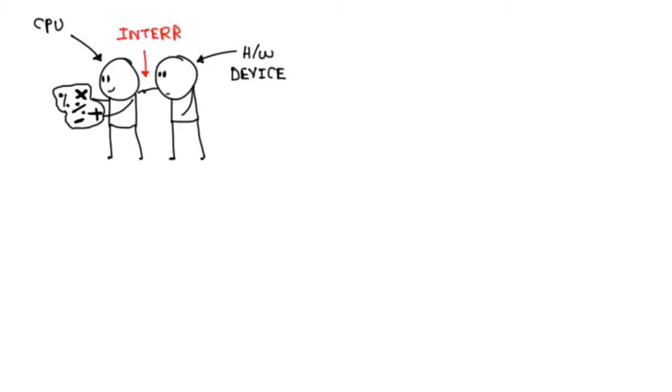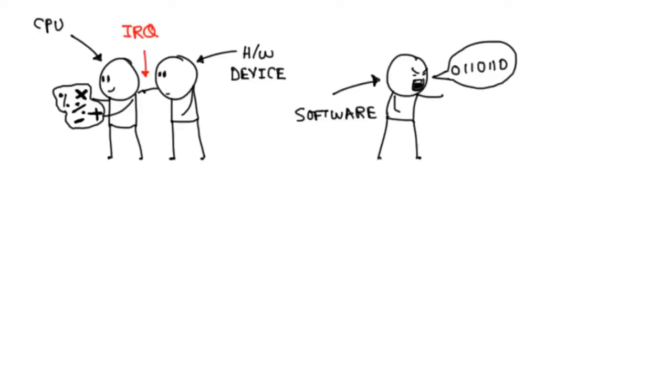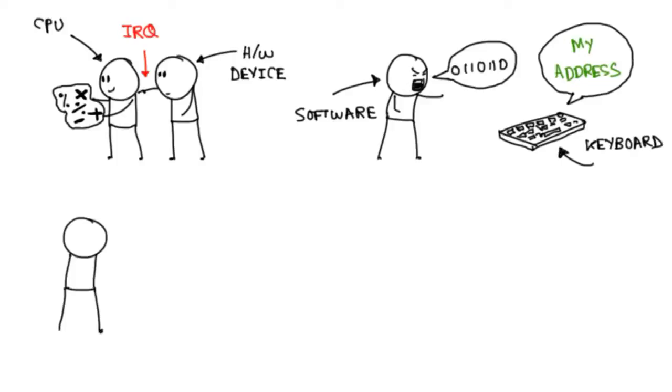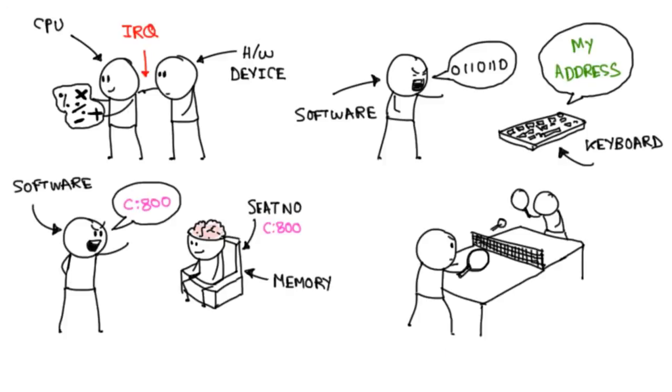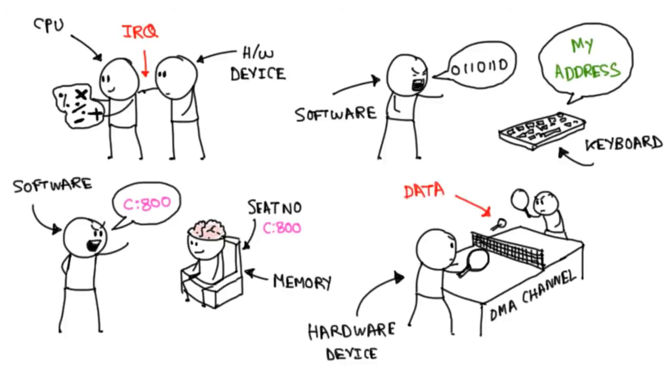So basically, hardware devices call the CPU for attention using an interrupt request. Software calls a hardware device by the input-output address of the hardware device. Software looks at memory as a hardware device and calls it with a memory address. DMA channels pass data back and forth between the hardware device and memory. So that's how the hardware communicates with software.